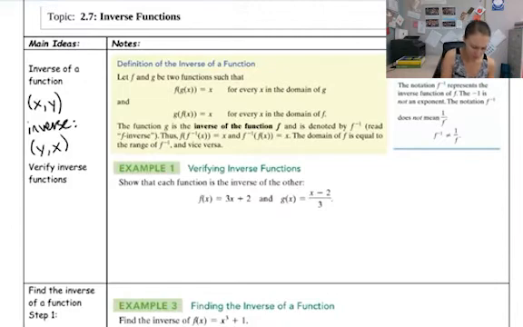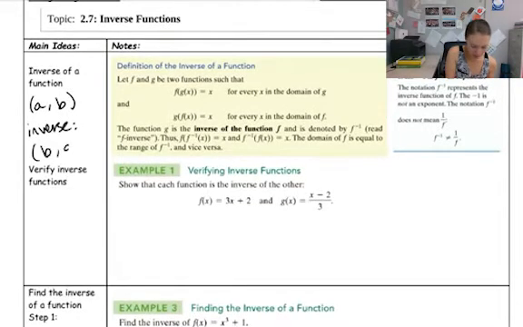I know that might be a little confusing. Let me do it this way. So a comma b, if that was a point on the original function, then the inverse would be b comma a. It would still have an x first and a y second, but we would be switching all those values.